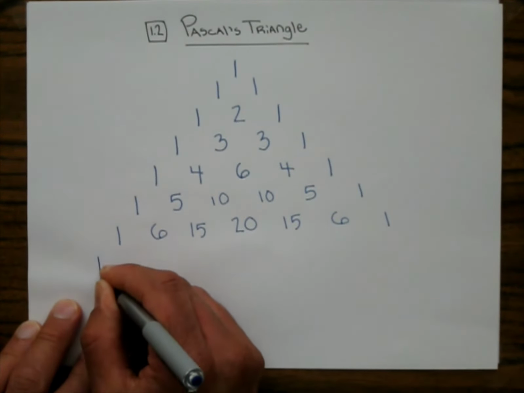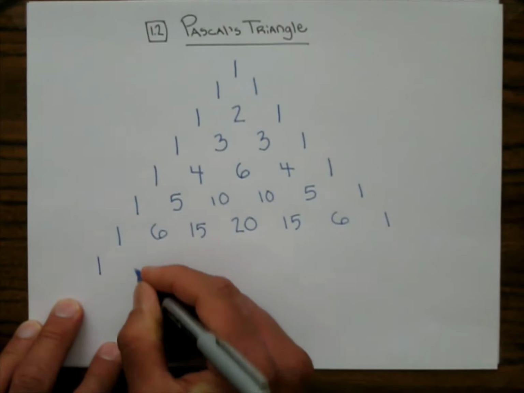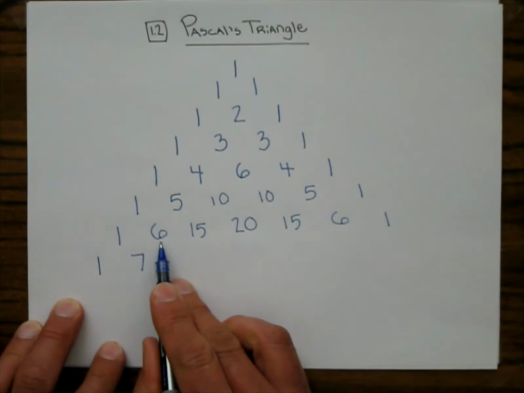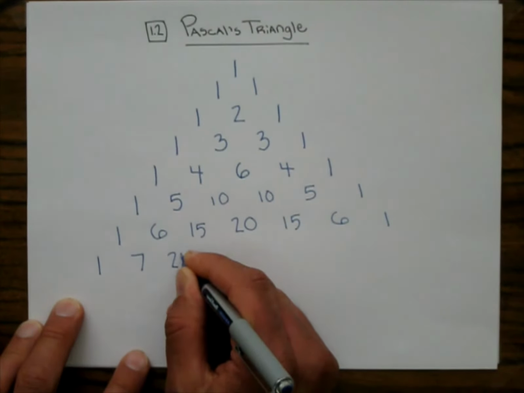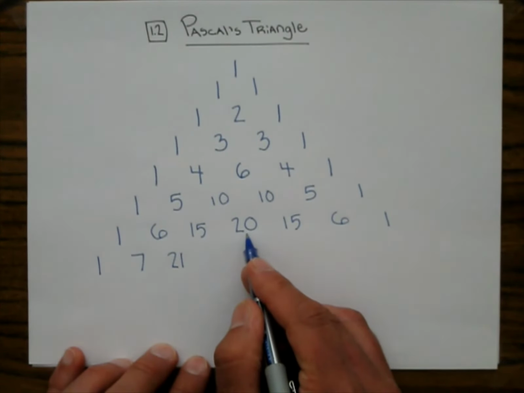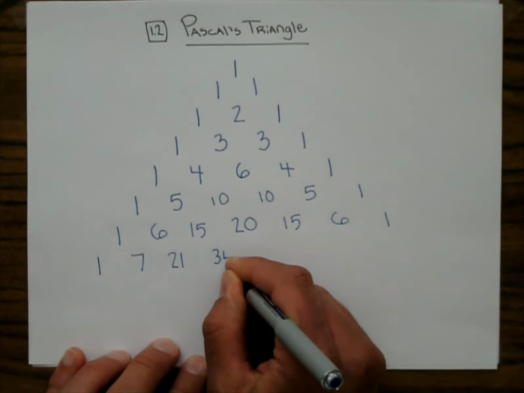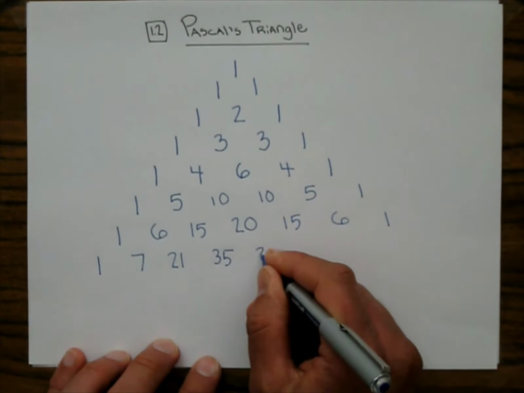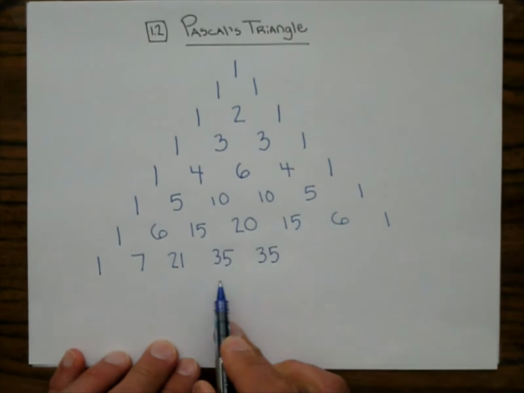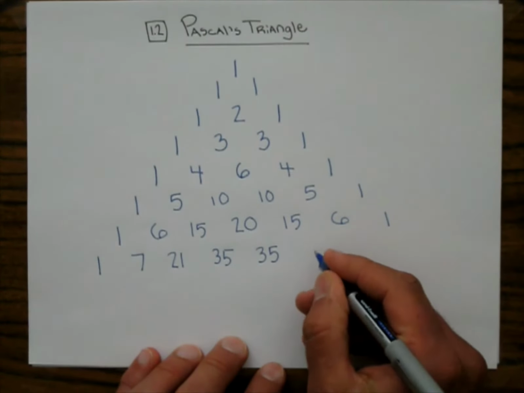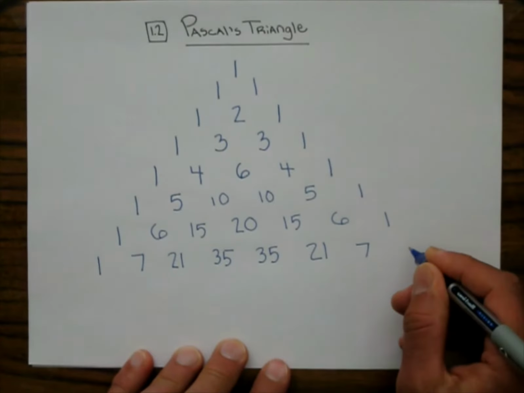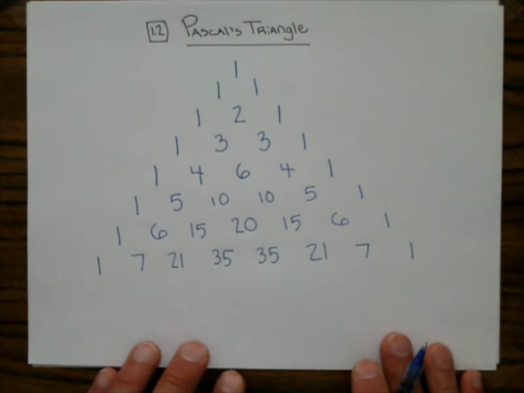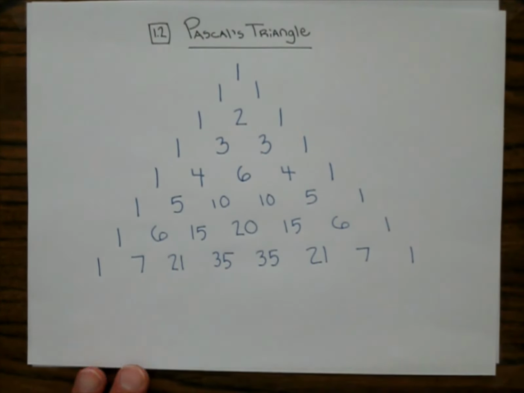We have 1. 1 plus 6 is 7. 6 plus 15 is, what is it, 21. 15 plus 20 is 35. 20 plus 15, 35. Okay, so look, I plateaued there. Now I'm coming back down the hill. 15 plus 6 is 21, which we see over there. 7, 1. Okay, now, there's a few things we want to mention about Pascal's triangle.